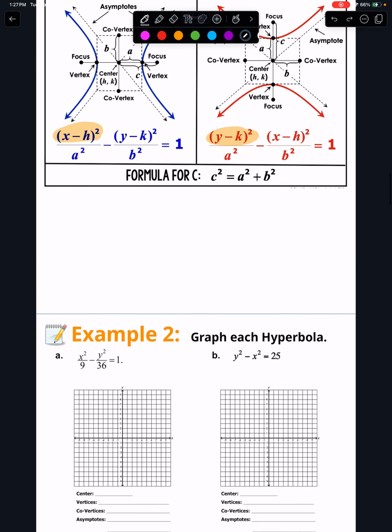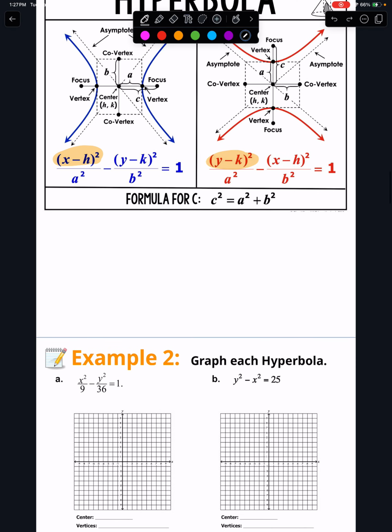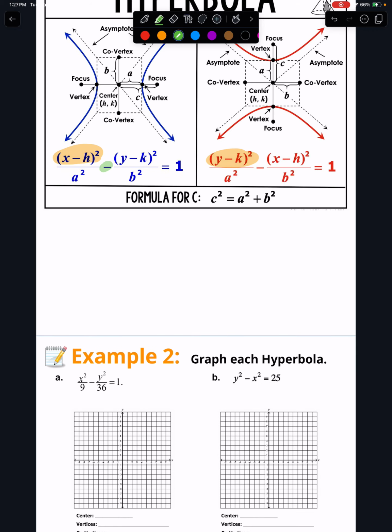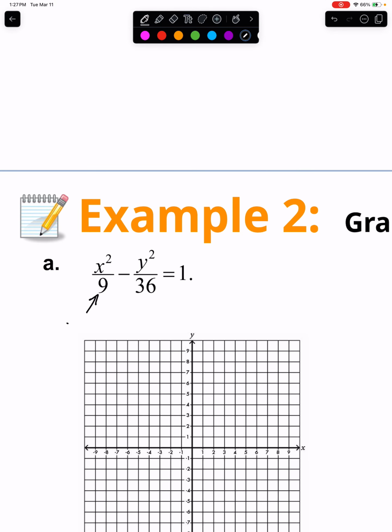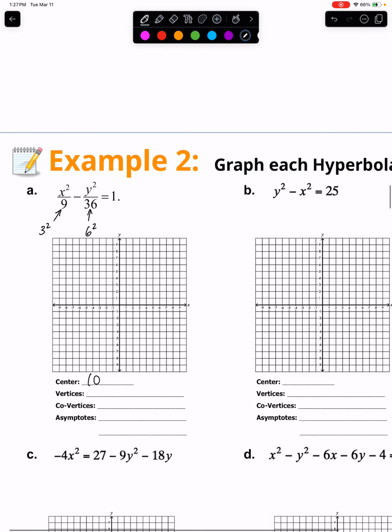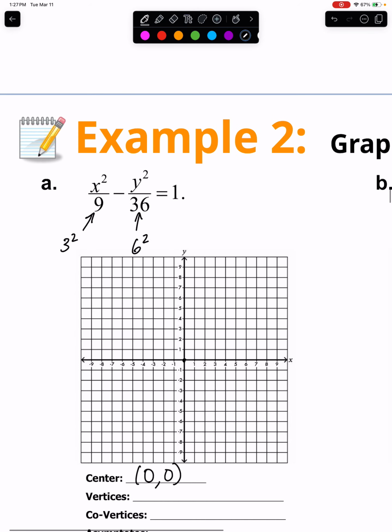And you'll notice they look like ellipses in terms of a formula. The difference is the plus or minus sign in the middle. That makes a hyperbola. So this would be 3 squared. This would be 6 squared. So in this case, my center is 0, 0. My x-axis moves by 3, and I'm going to put a dashed line this time. And my y-axis moves by 6. So I'm going to put, once again, a dashed line to show these.